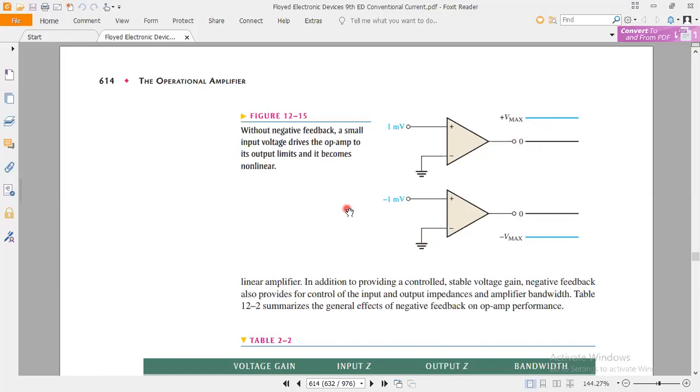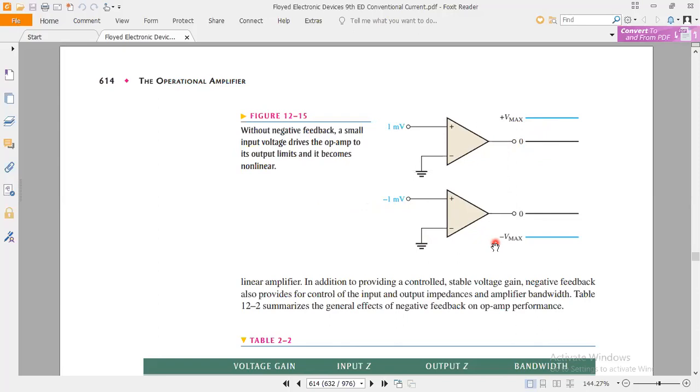Similarly, if you provide the non-inverting input on the negative side, minus 1 millivolt, we get the value in magnitude of minus V max, that would be minus 100 volts. That means it is an out-of-control voltage that we get from the op amp at the output side, and this voltage cannot stabilize the output. We cannot control the output of an op amp this way, so we have to use negative feedback to control the output of an op amp.